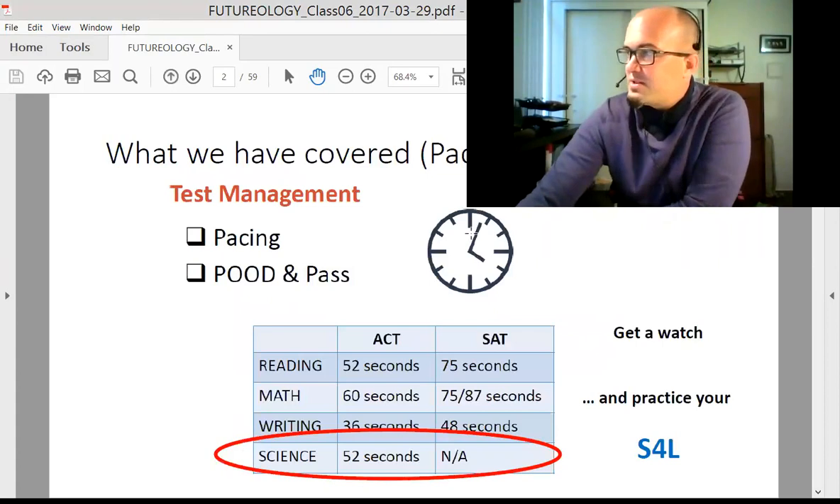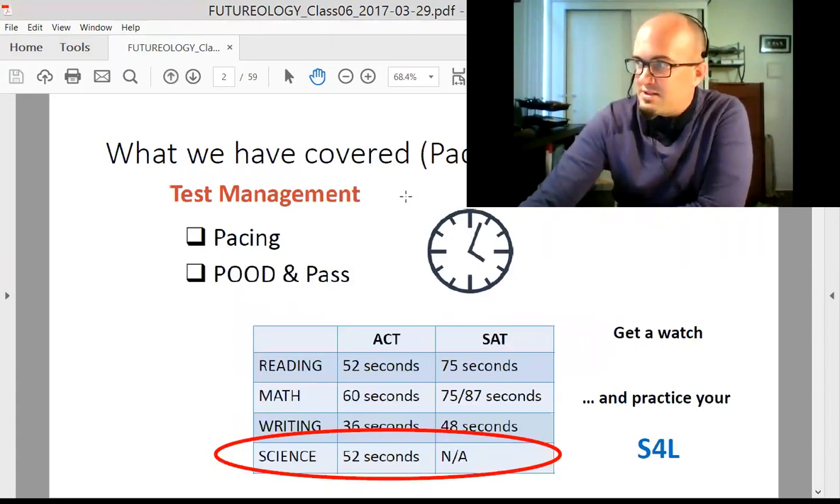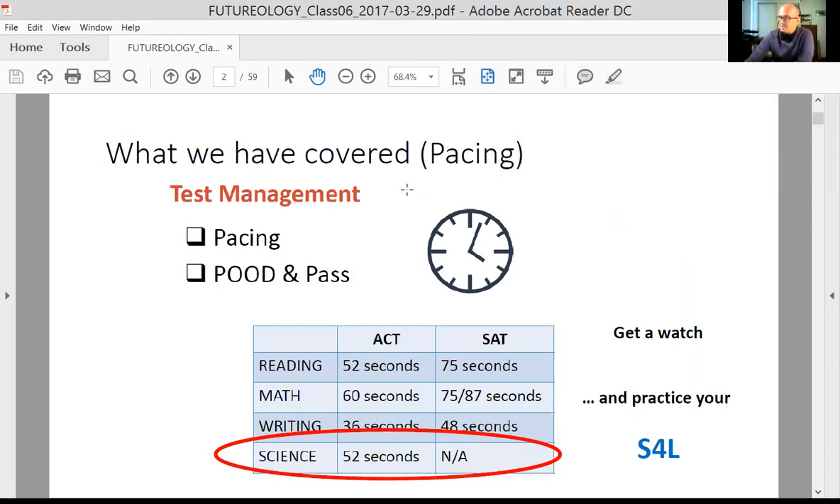What's most important with the science section on the ACT, and I talked about this last time we met, is pacing. So the science section is probably the sneakiest, most difficult section of the ACT, and I actually want to just say this face to face with you guys. This is where they separate people, because what they do is they run you through an English section to start off. That's not too bad.